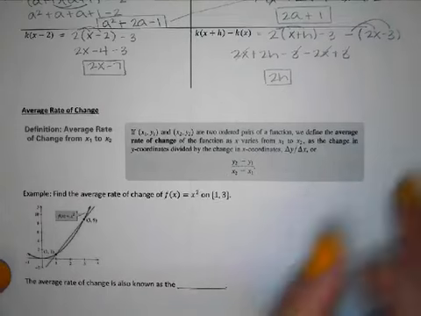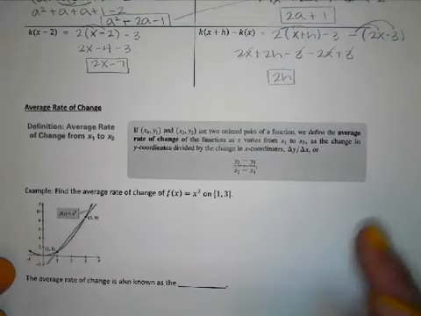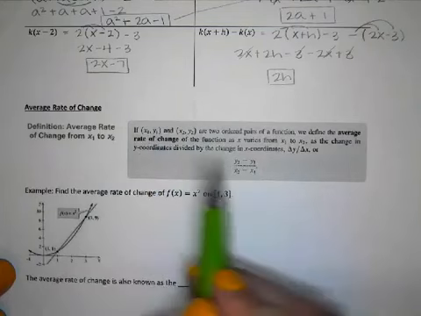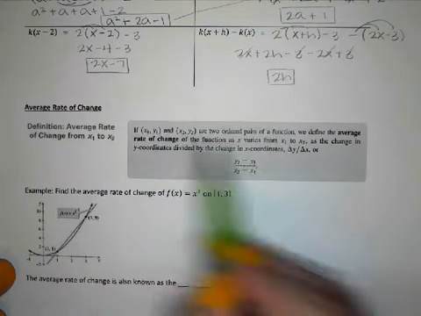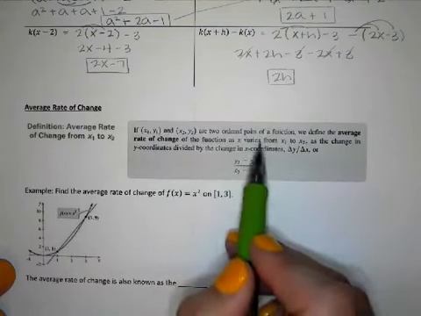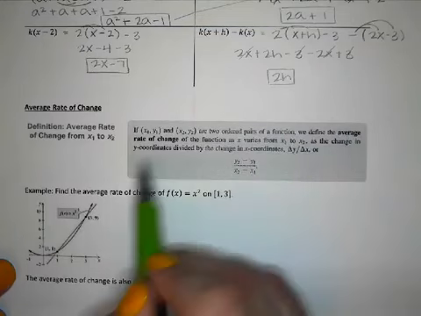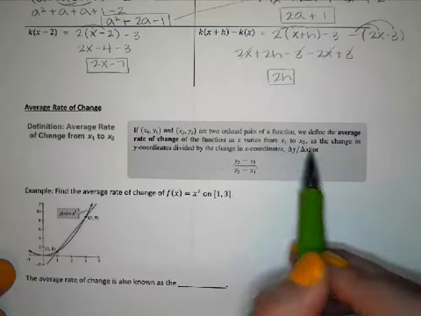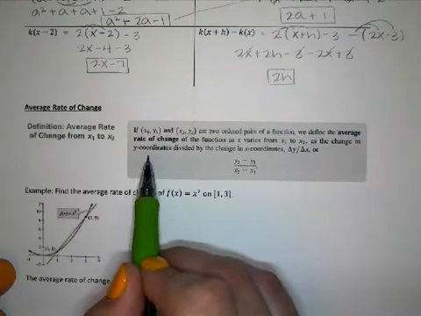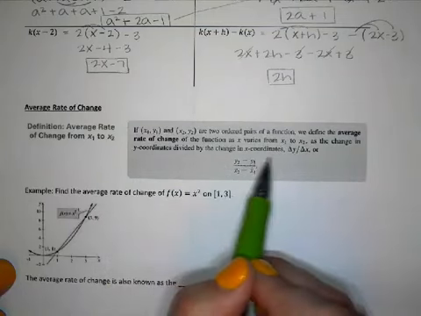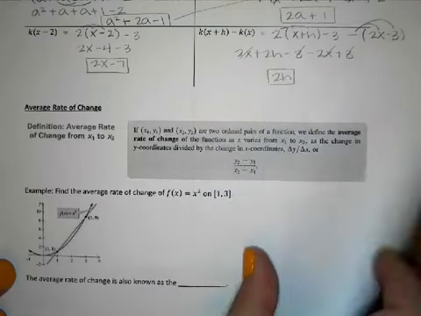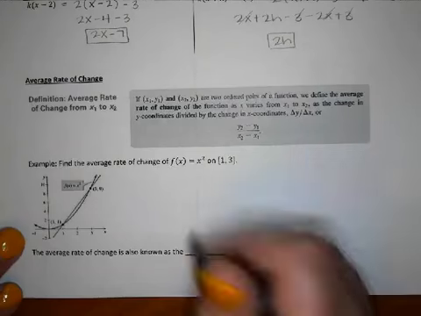Okay. Next we want to talk about average rate of change, which is not a new idea to us. It says if we have x sub 1, y sub 1 as the first point, and x sub 2, y sub 2 as the second point, so that's two ordered pairs or 2 points from a function. We define the average rate of change of the function as x varies from the first point to the second point as the change in the y coordinates divided by the change in the x coordinates, change in y over change in x. This should be familiar to you. The average rate of change is also known as the slope.